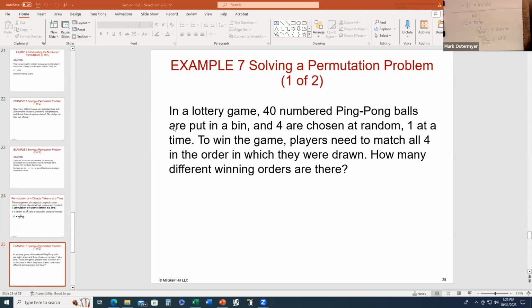All right, here's an example. In a lottery game, 40 numbered ping pong balls are put in a bin. They're all mixed up and they bounce around in a haphazard, random fashion.